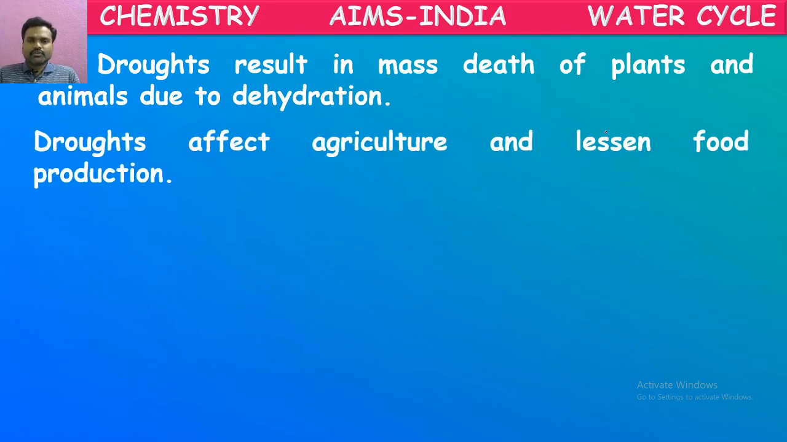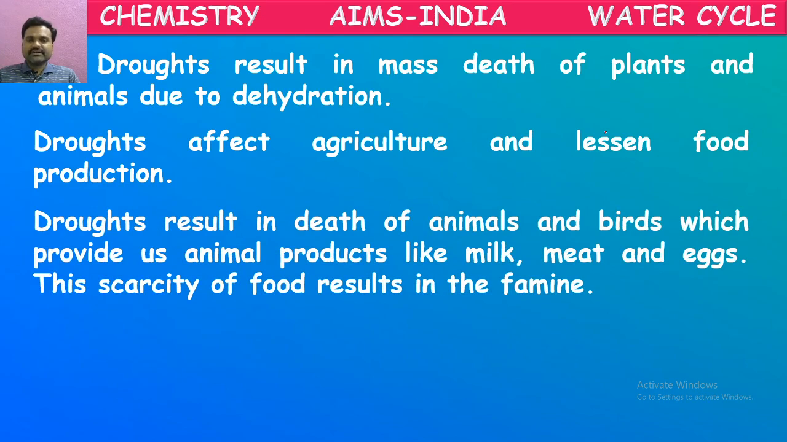Droughts affect agriculture and lessen food production. Yes, even this drought affects the agricultural field also. Why? Because when there is a sufficient amount of water, crops will grow well and they yield much food. But if there is no water properly for them, they won't yield food products properly. So there we get a scarcity of food. So this drought affects even the agricultural field also.